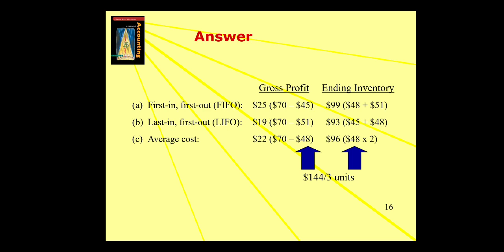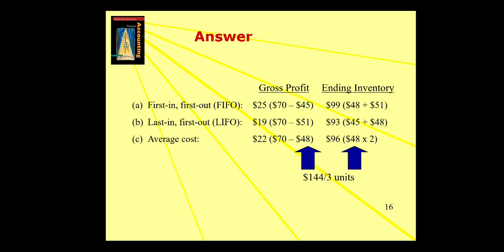Okay, if the business uses last in, first out, the gross profit is equal to $70 revenue or sales minus cost of $51. Why $51? Because this method is last in, first out. The last inventory that goes in, according to the previous slide, is at a cost of $51 per unit. So $70 revenue minus cost of goods sold of $51 is equal to $19.